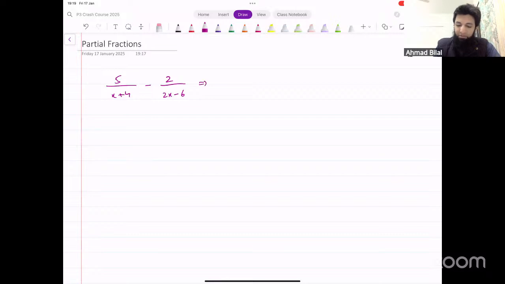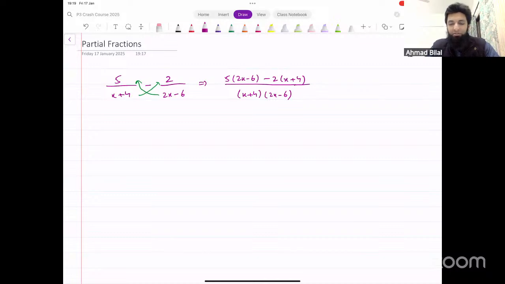You find the LCM of the denominators. What's the LCM of the denominators? You just multiply them, right? X plus 4 into 2x minus 6. And then in the numerator, in order to make the denominator the same, you have to multiply the numerator of the first fraction by 2x minus 6. So essentially this gets multiplied there. And x plus 4 gets multiplied there. And that leaves you with 5 into 2x minus 6 minus 2 into x plus 4, right? And that will give you the simplified fraction, one single fraction.